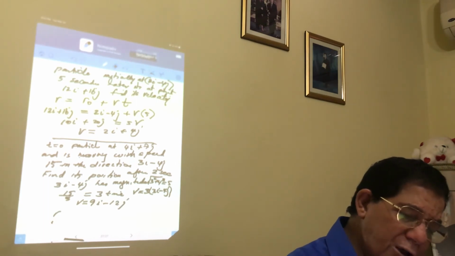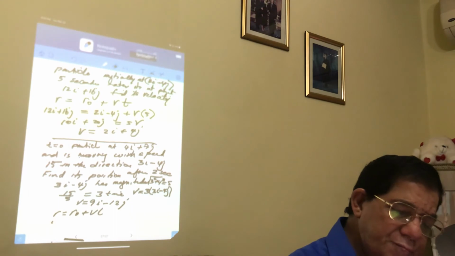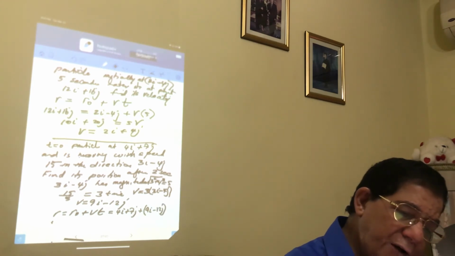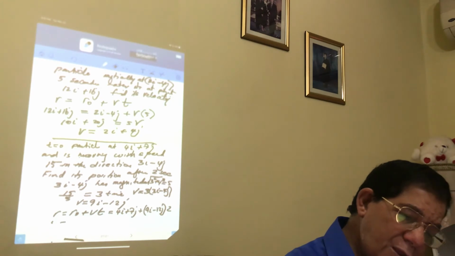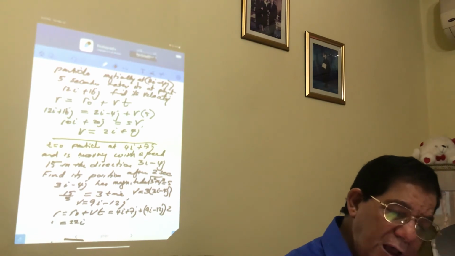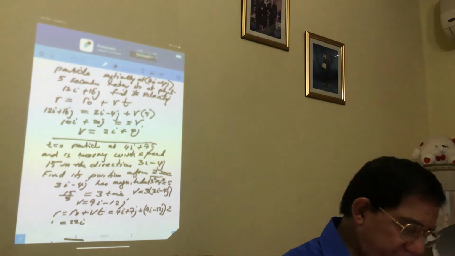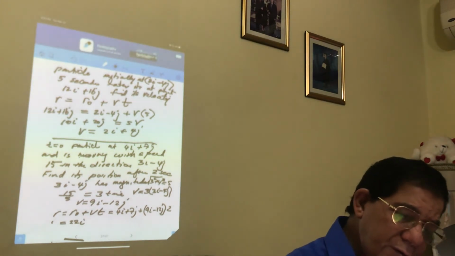Then we use the rule R equals R0 plus Vt. R0 is 4I plus 7j, plus the velocity 9I minus 12j, times the time, which is 2 seconds. Therefore, 4 plus 18 is 22I, and 7 minus 24 is minus 17j.